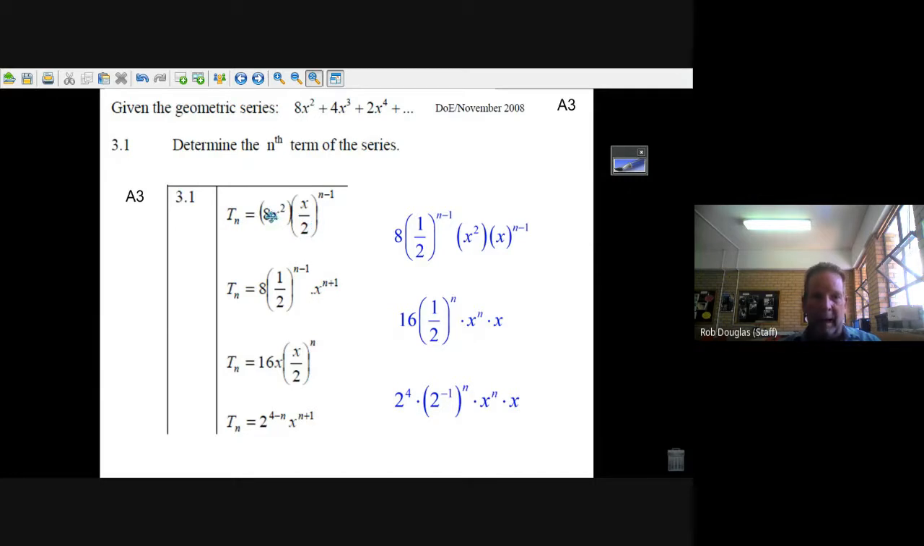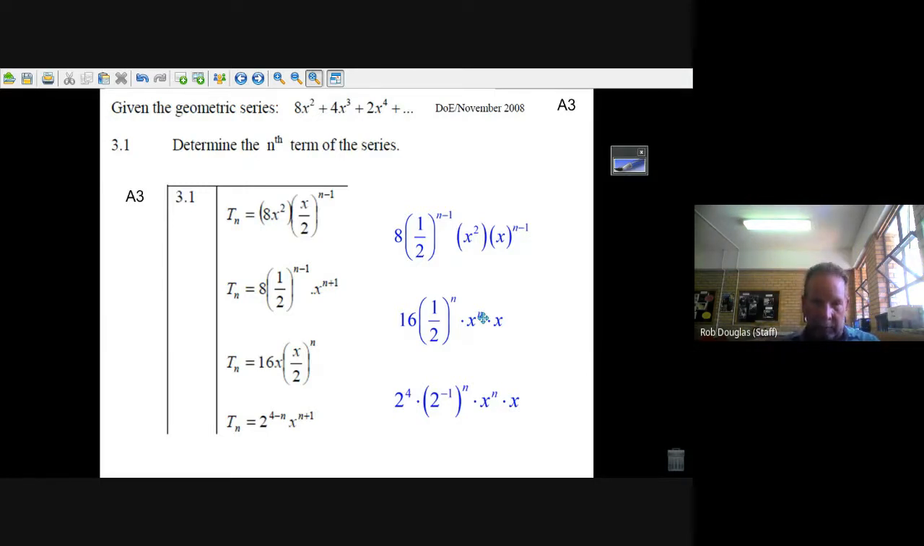Well, they split up the 8 and the x squared like that. This is 1 over 2, put to the n minus 1 power, and the x is also to the n minus 1 power. You can split it up like that into a half to the n minus 1, x to the n minus 1. Now you can see x squared times x to the minus 1 is just x to the 1. x to the n. Okay, well that's that part.